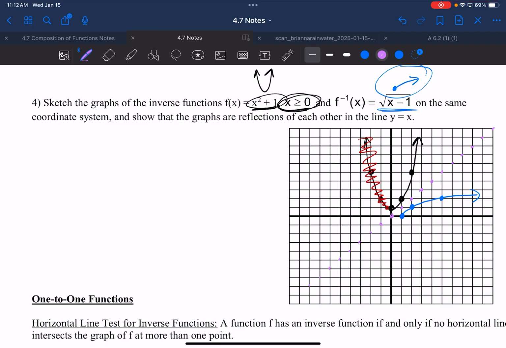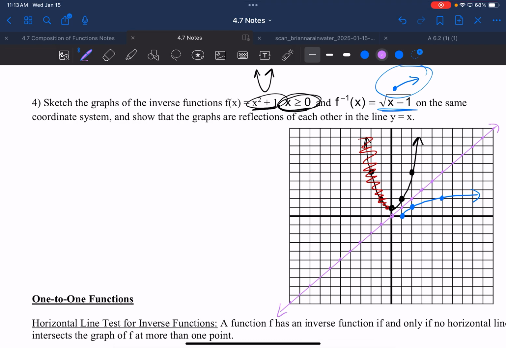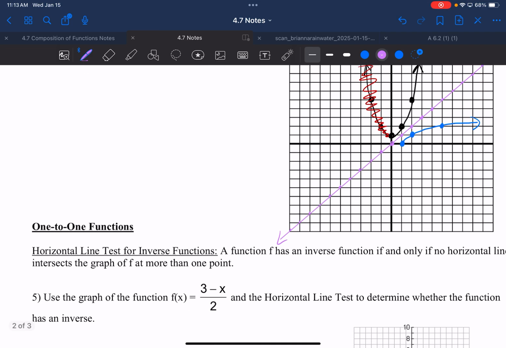Yeah. Okay. What if I had not been told to restrict the function and gotten rid of that part that I marked out over there in red? Would every point from the original graph have a matching point on the blue graph? No. So that's why they had to have us restrict it, right? Because it wouldn't work. So that's what we're going to talk about next. We're going to talk about one-to-one functions.